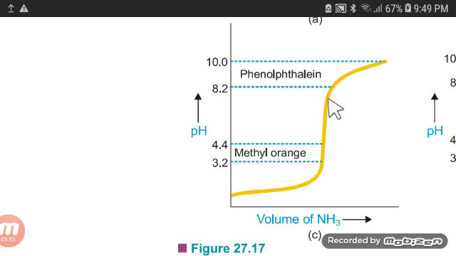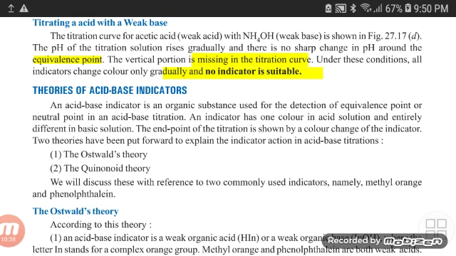The methyl orange range is from 3.1 to 4.4, and the methyl red range is from 4.4 to 6.0. That falls on the vertical portion of the titration curve. But phenolphthalein doesn't lie in its vertical portion, so it's not a suitable indicator for the acid-base titration in which the acid is strong and a weak base is used.